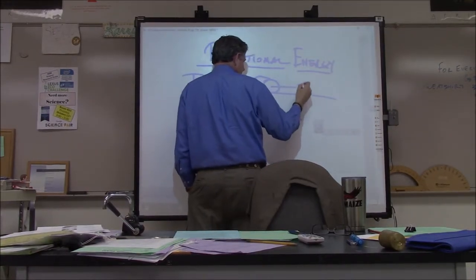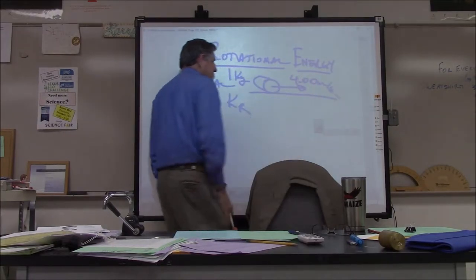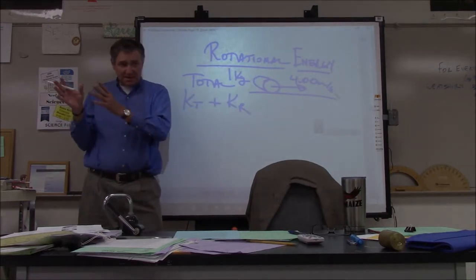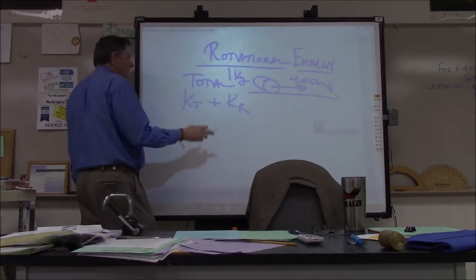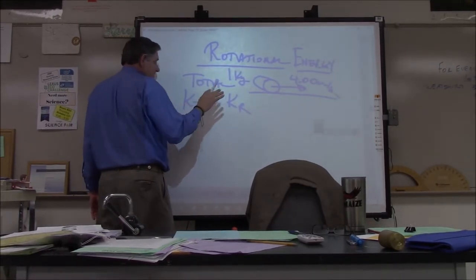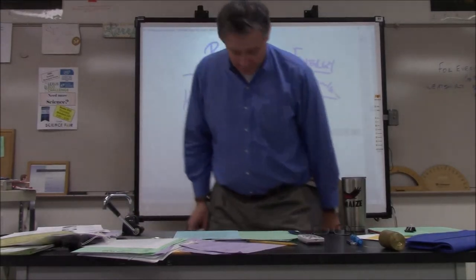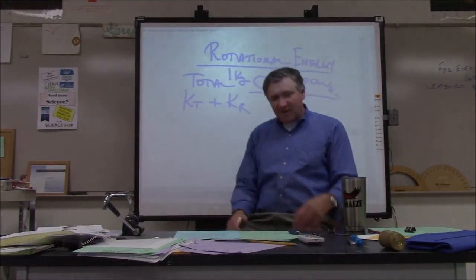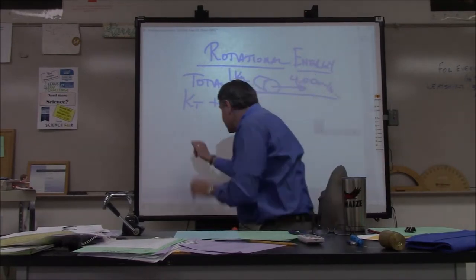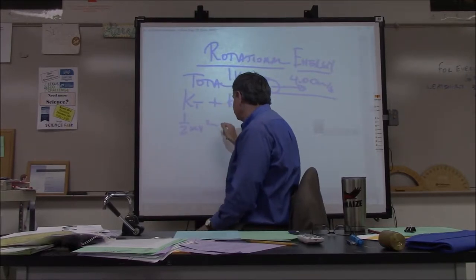And it's moving at, say, I don't know, 4 meters per second. So I've got a 1 kilogram mass, and it's moving at 4 meters per second. I want to figure out the total energy, the translational and the rotational energy. So the KT is easy. What do I have to calculate KT? I need two things: mass and velocity. So that's just going to be 1/2 mv squared, right?